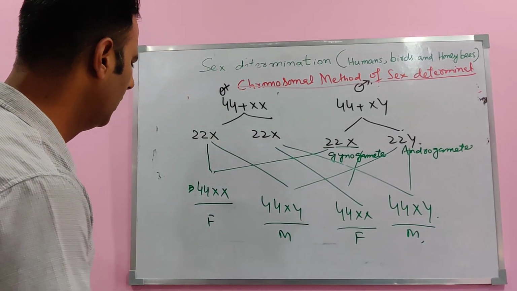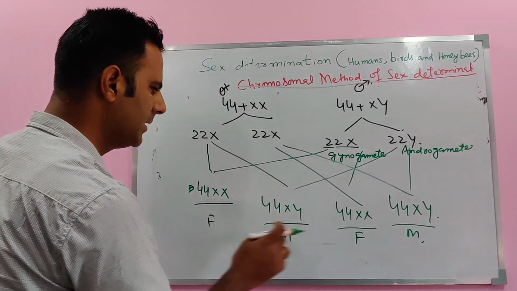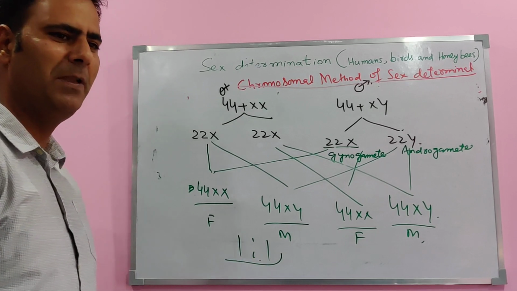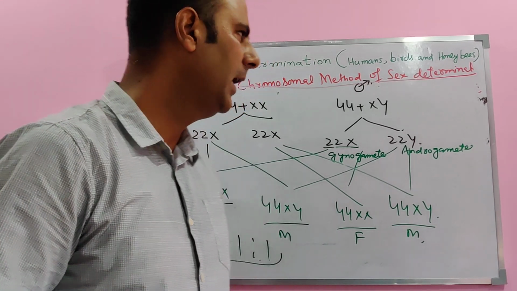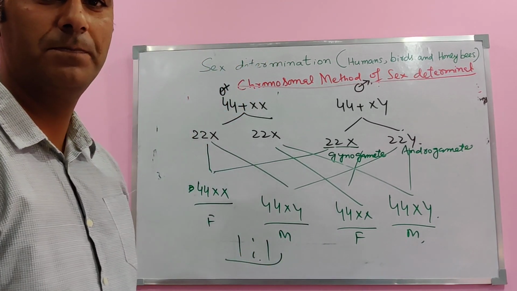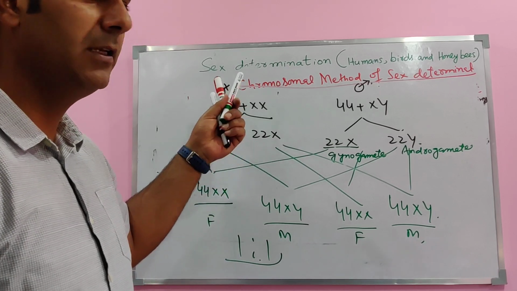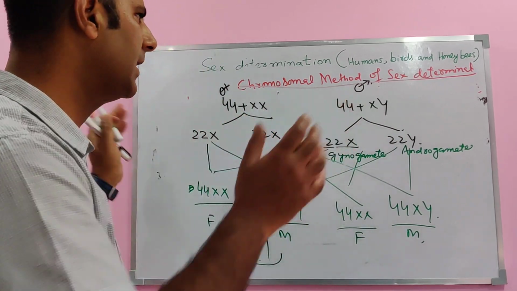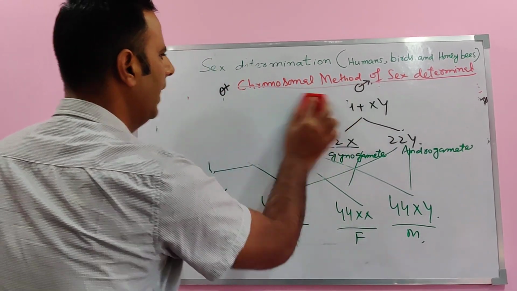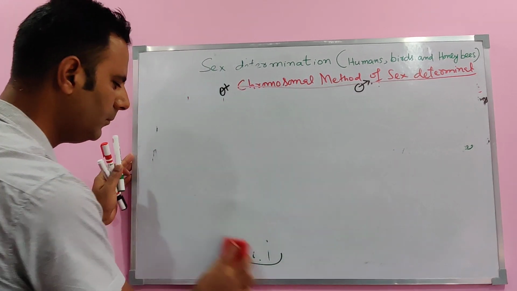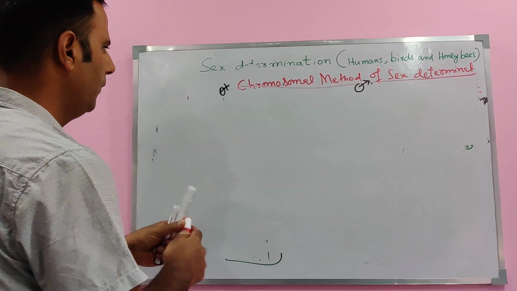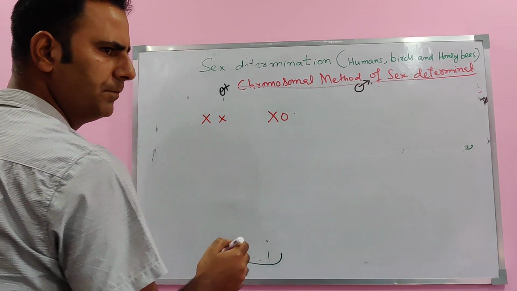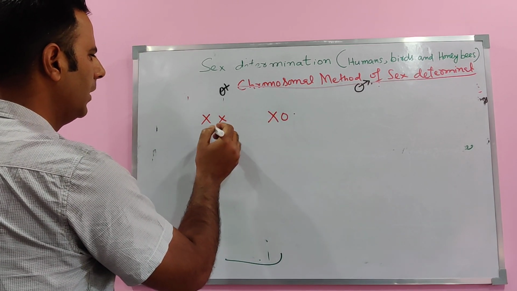And what is the sex ratio? Female, male, female, male. Two males and two females. It is 1:1. The females and males are born in equal ratios. The similar thing happens in other cases also. If we talk of any other example, suppose we have XX and XO.